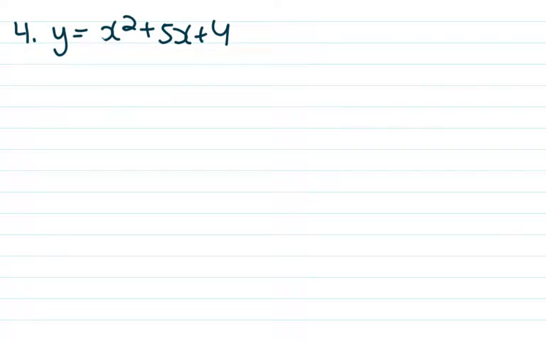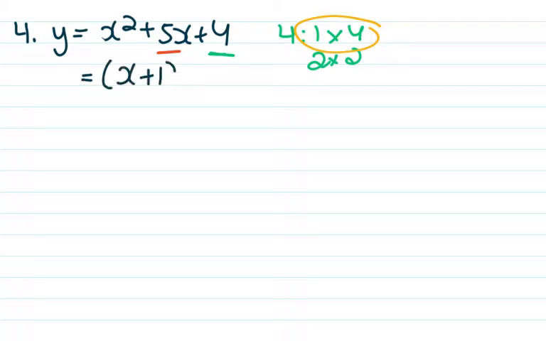So we do the same thing, two numbers that multiply to 4 and add to 5. So some factors of 4 would be 1 and 4, or 2 and 2. And then we need to say which combination of these numbers adds up to 5. Well, it's going to be 1 and 4. So in our bracket, we'll have x plus 1, x plus 4. And that's completely factored.